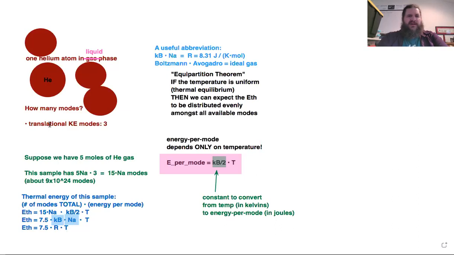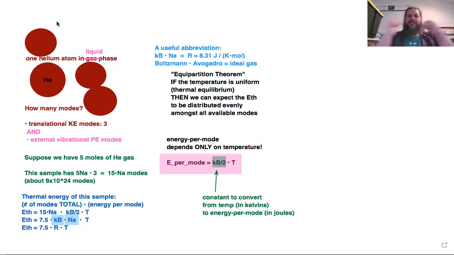There's the translational kinetic energy because they can move. And there's also potential energy modes. I usually call these external vibrational potential energy modes. Internal vibrational, we're usually talking about atoms inside a molecule interacting with each other. External vibrational modes, we're talking about molecules or atoms interacting with other molecules or atoms in the same substance. And how many dimensions can it interact in? Yeah, it can interact in 3 dimensions.